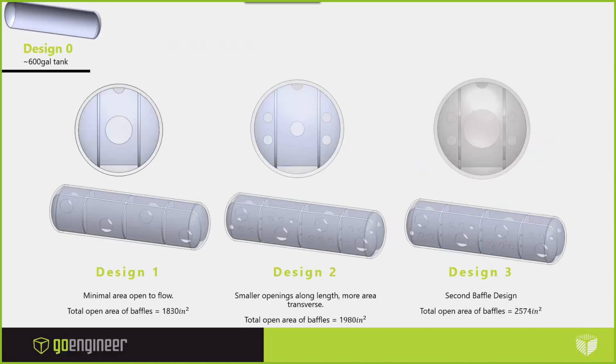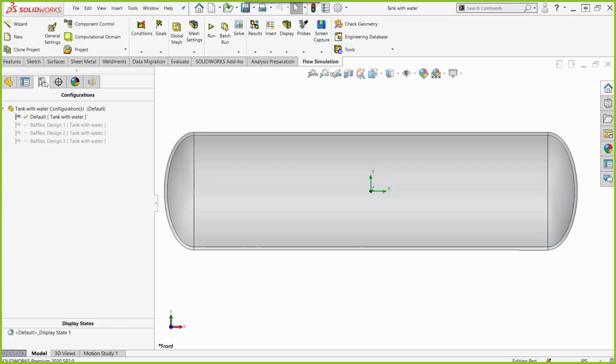So what did we do? On the top left-hand corner, you should be able to see the baseline design. It's just a 12-foot long tank, 3-foot in diameter. And I've called that design 0 here. And then from here, I built out different baffle designs. In the configuration tab, let's go find SOLIDWORKS. You'll see that I set up 3 different configurations here.